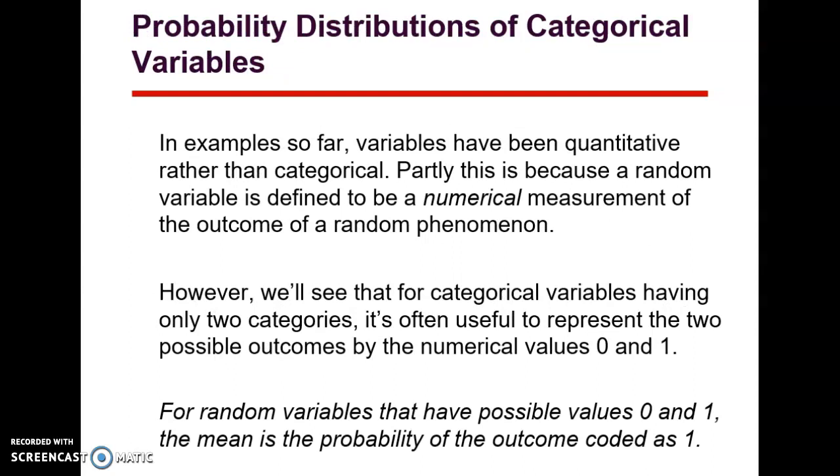So let's look at the probability distributions of categorical variables. We've been looking at quantitative variables, like the roll of a die, so we get numbers. However, you can use this for categories too. You can say married or not married, 0 and 1. You can say cancer or not cancer, 0 and 1. A lot of times it's easier to code things this way when you're programming, and the mean is simply the outcome coded as 1.